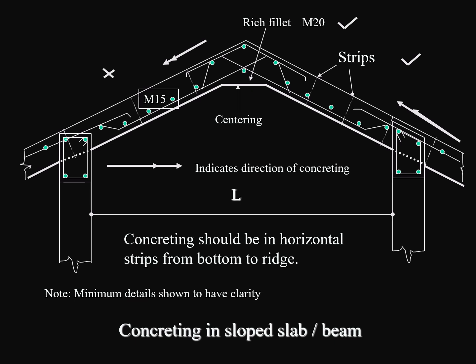You should never start the concreting, laying of concrete from the top towards the bottom. From both the sides, we have to start from the bottom towards the ridge point. Then the concrete will be properly compacted, it will be dense, and you can avoid the cracks. And the reinforcement shown, they should be as shown in the figure, just like the reinforcement provided for the slabs.